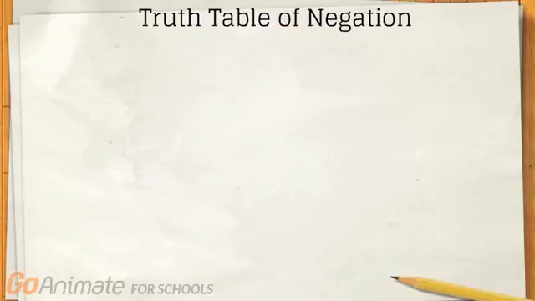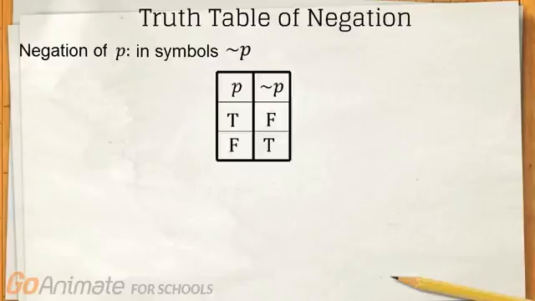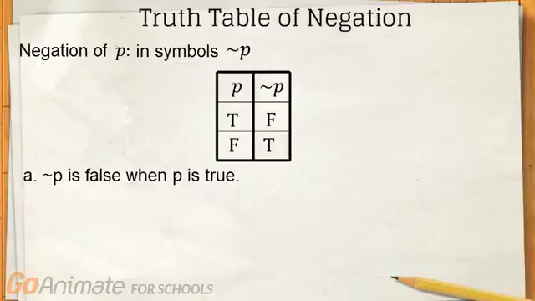Truth table of negation. Negation of P, in symbols, is written as ~P. To negate a statement means that we make a true statement false, and vice versa. Negation of P is false when P is true. Negation of P is true when P is false.